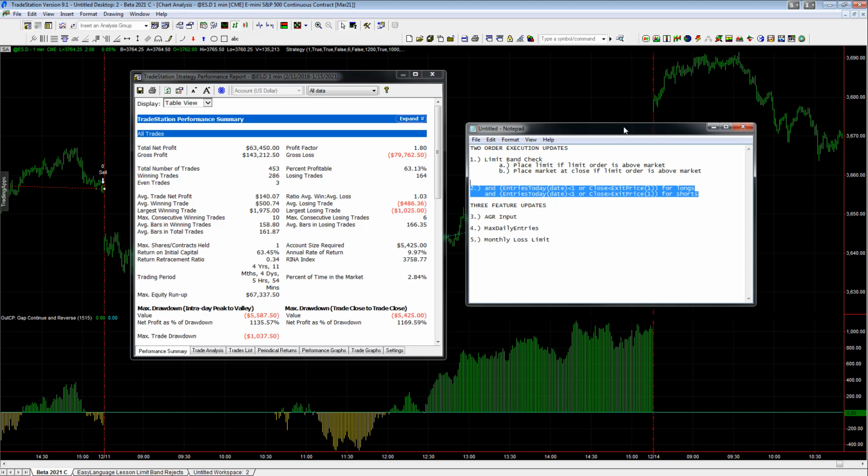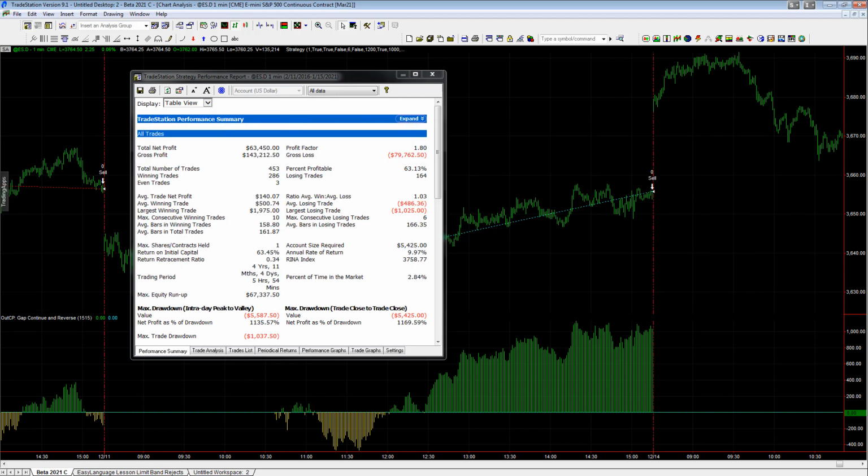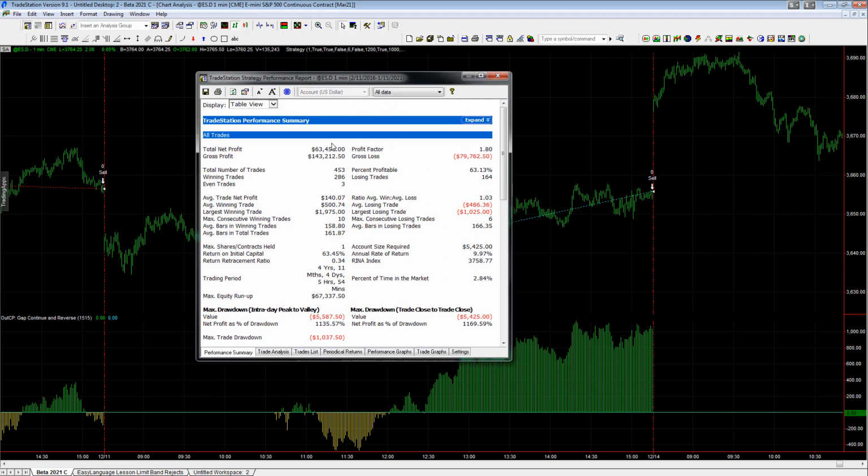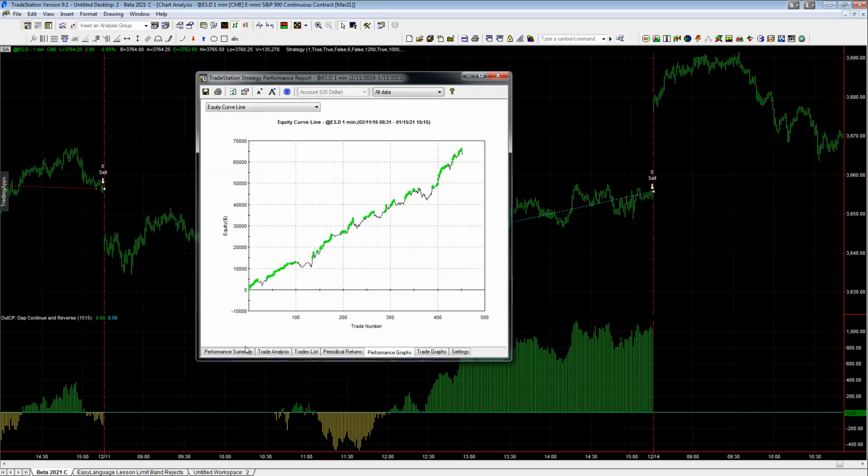I'm going to show you the performance summary before and after all of these changes. Here is the latest performance summary: 63,450 total net profit, 54.25 drawdown, and 140 average trade profit. This is inclusive of slippage and commission. There's $25 round turn slippage and commission, so that would be about 165. And you see the equity curve here.